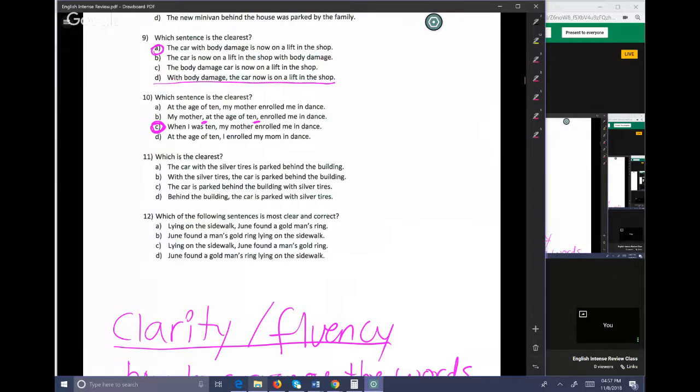And then D is wrong for obvious reasons, because it says, I enrolled my mom. So the ones that are obvious can keep paving the way for the ones that are a little bit less obvious. So there's some that are like, I enrolled my mom in dance, where it just jumps out at you and you're like, that's definitely not what they were trying to say. Use those to fuel recognizing smaller and smaller and smaller instances.